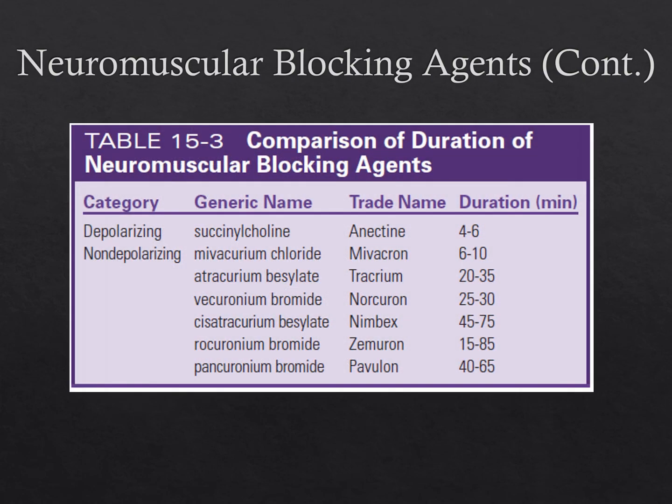Table 15.3 is going to compare the duration of neuromuscular blocking agents. So you can see succinylcholine has a duration of 4 to 6 minutes. So ideally, this is going to be used a lot of times for intubation. They'll give that, and then they'll wait a little bit, and then they'll be able to put that breathing tube in, but then it wears off and it's fine because that tube's already in place, so it's not going to matter if they're not relaxed anymore.